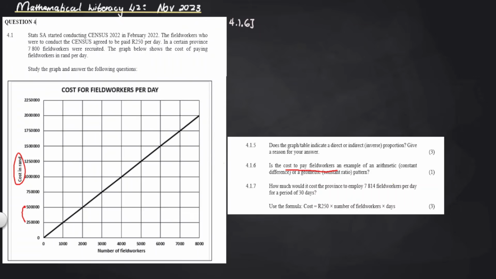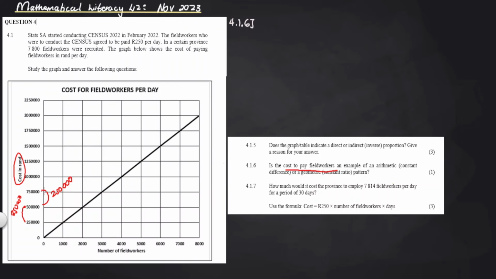So it's gonna be 500,000 minus 250,000. I'm getting a difference of 250,000. So let's do the same: 750,000 minus 500,000. I'm getting a difference of 250,000. I don't have to check if it's a constant ratio. Of course not. It's not going to be a constant ratio.